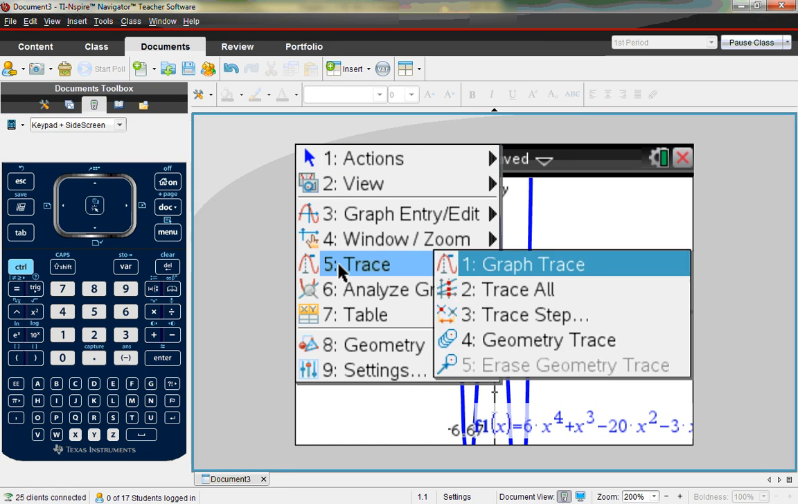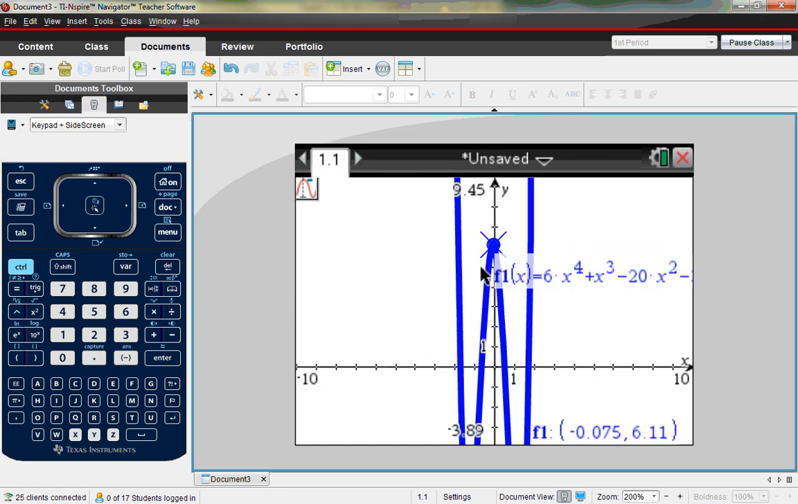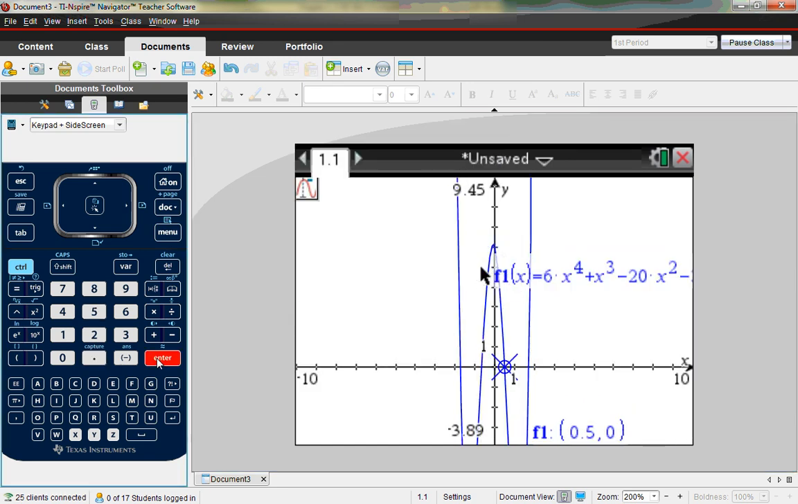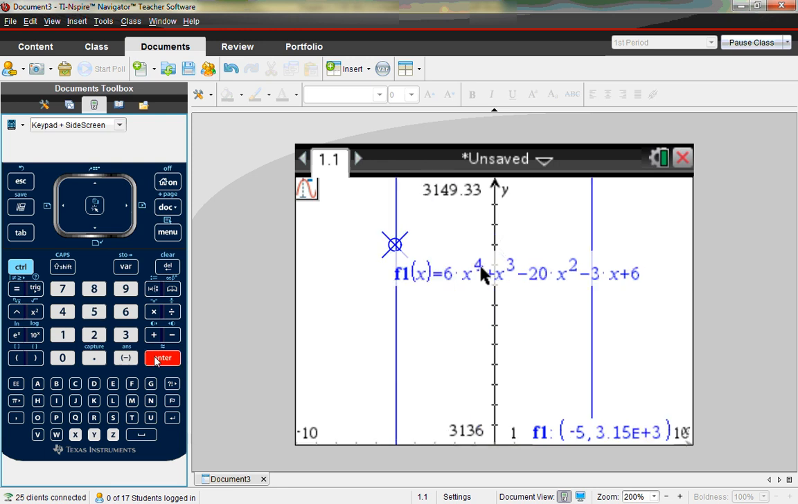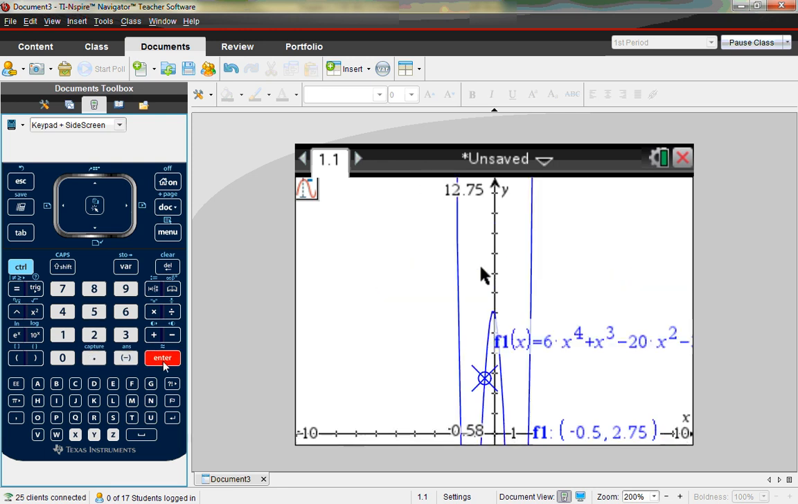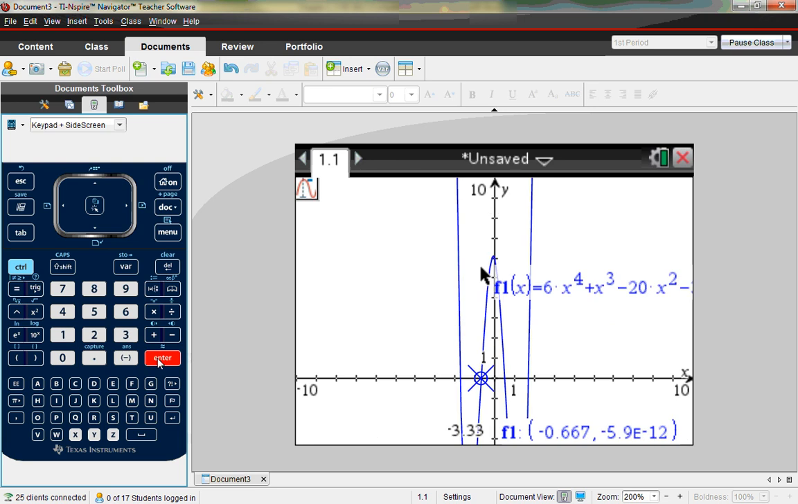Menu, graph, trace. I'm going to try 0.5. Does 0.5 work? Yes. How about negative 0.5? Nope, negative 0.5 does not work. Okay, how about negative 2 divided by 3? Yep, that works. So now I have two roots. What are the chances the other two are going to be rational? Probably not. They're probably going to be irrational.